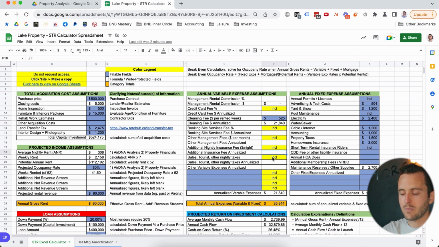Taxes, you may be paying depending on the area that you're investing in. You may be paying like a lodging tax, something like that. And then also management rental commission. A lot of people are going to be paying that if they are hiring a management company. So important to be able to add that stuff in.